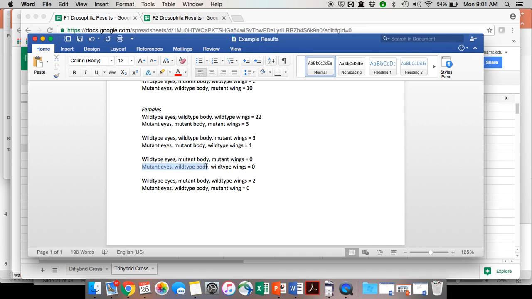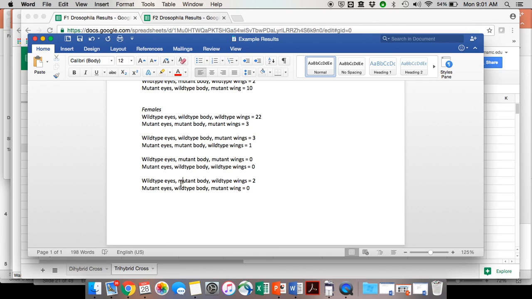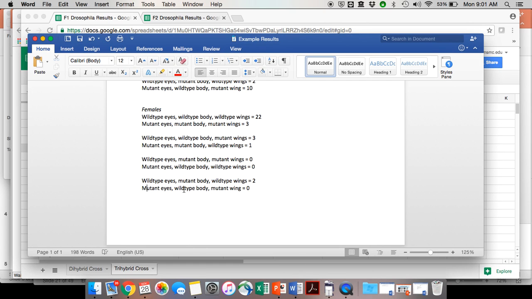Mutant eyes, wild type body, wild type wings, 0. And then the last class where we had wild type eyes, mutant body, and wild type wings. So wild type, mutant, wild type. There were 2 of those. Wild type, mutant, wild type. And mutant eyes, wild type body, mutant wings. Mutant, wild type, mutant. 0 of those.